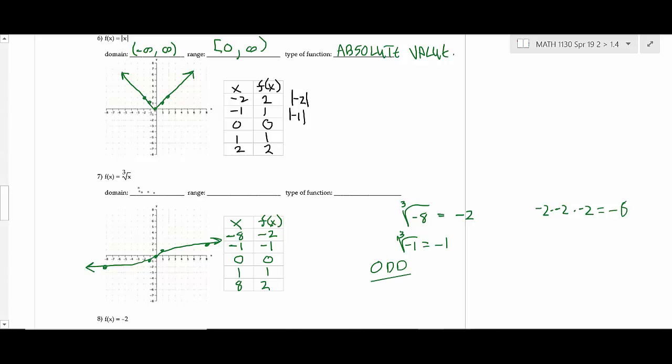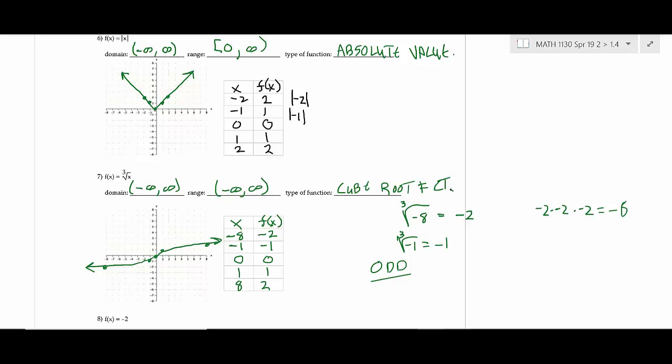All right, so the domain would be all real numbers. You can take a cube root of any number, including negatives. The range is the same thing: it's going to be positives and negatives, so it's everything. And the type of function is just a cube root function like that. Yes, if x is opposite, then so is y. See, that's negative 8, 8; negative 2, 2; negative 1, 1. If the x's are opposite, the y's will be opposite. That's what an odd function means.